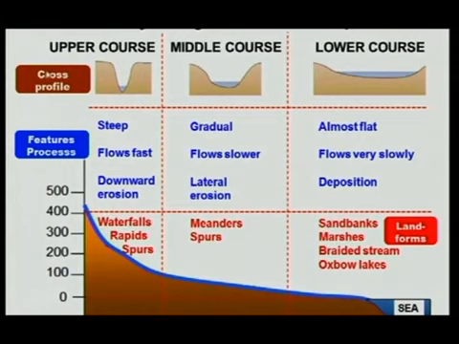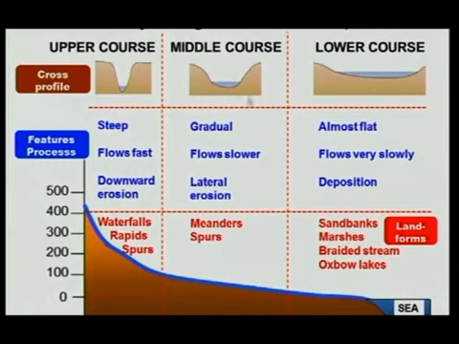Here we've got the cross profile. That is what it looks like in the upper course. That's what it looks like in the middle course. That is what it looks like in the lower course. Have a look at the features and the processes that we've got here. The features, it's very steep there, right? And because it's steep, it flows faster. And that is why we've got downward erosion. You see the link between the three there.